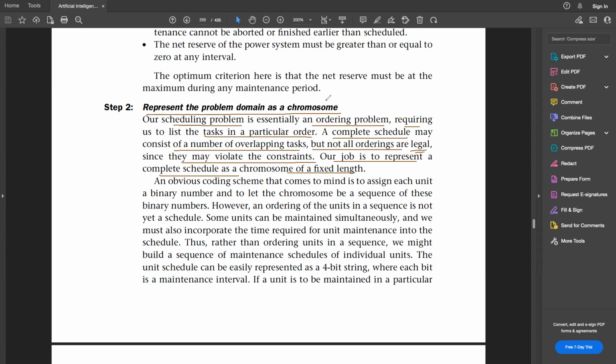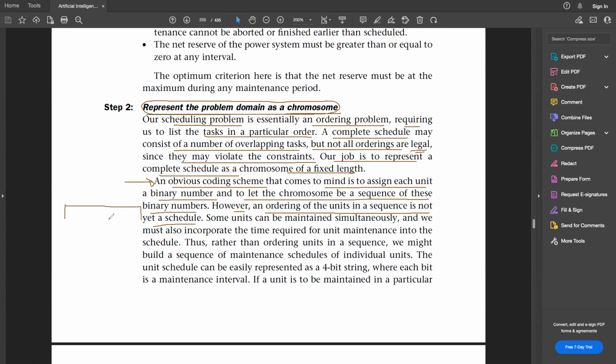So this is where we have to figure out how we represent each of the tasks, or the maintenance of the units, as a chromosome. We could think of a number of representation schemes. Here they tell us that an obvious coding scheme that comes to mind is to assign each unit a binary number and to let the chromosome be a sequence of those binary numbers. But they tell us that an ordering of the units in a sequence is not yet a schedule.